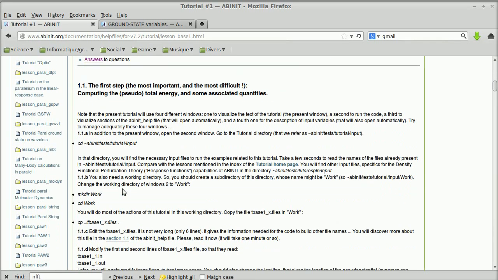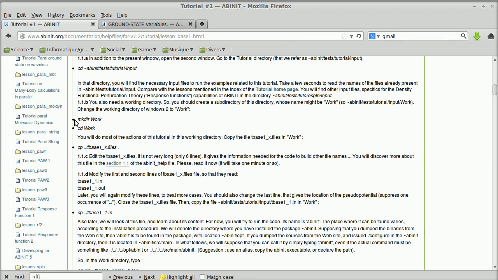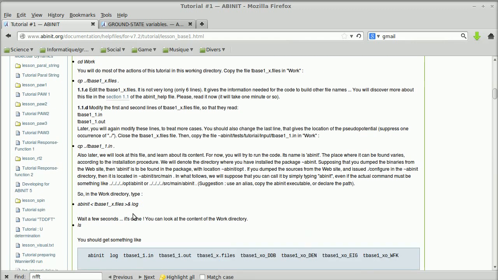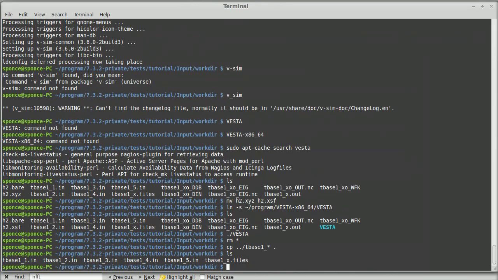Okay, now that we know a little bit more about the input variables of ABINIT, we can actually do the calculation. Following the tutorial, we already copied all the base files, and we can issue the command. The way ABINIT works is it has this files file, which we can look into.